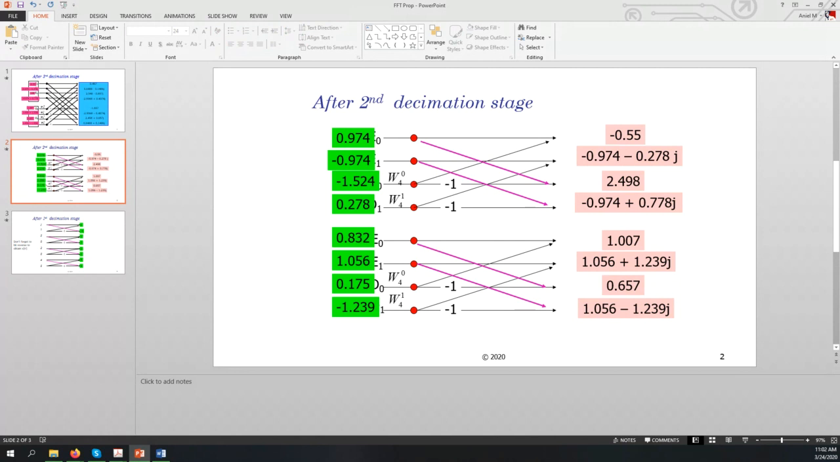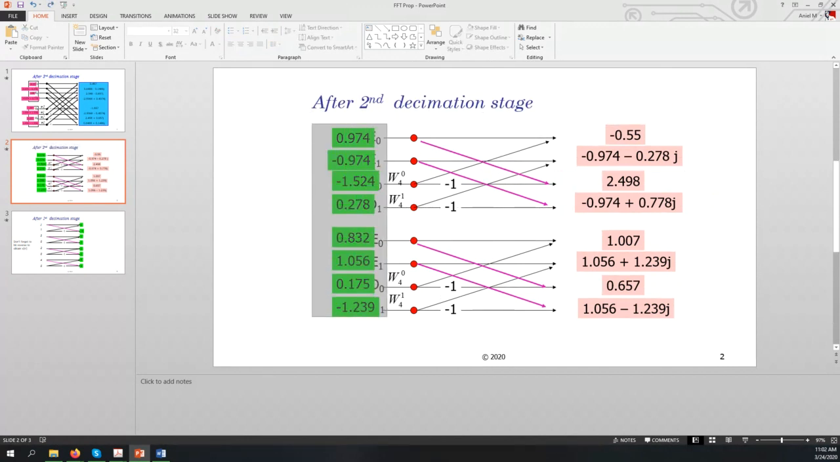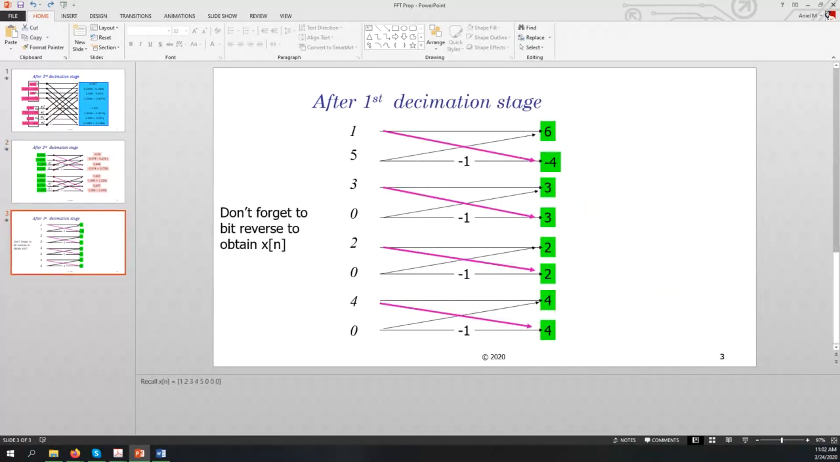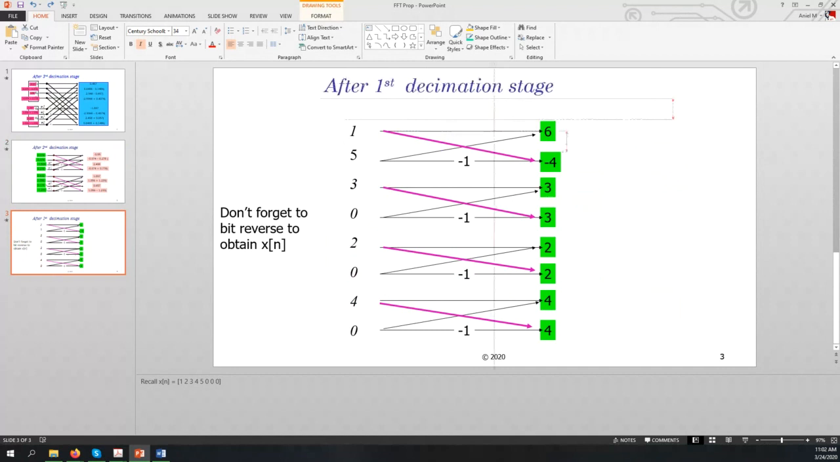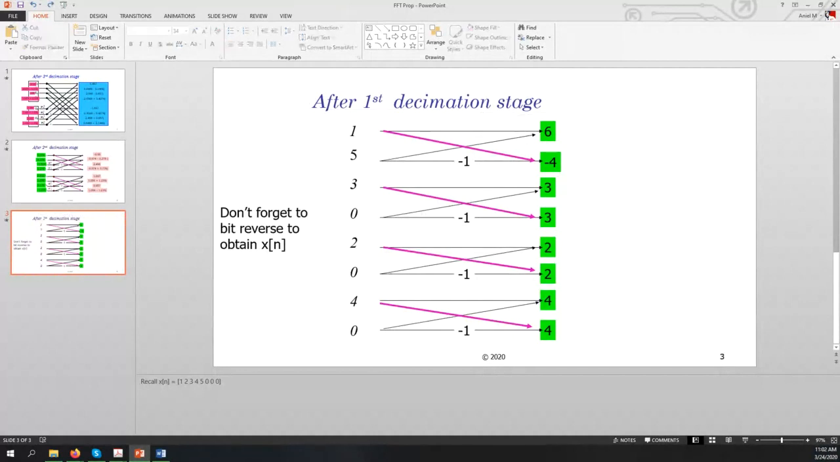Okay. So the last part is where we take the input here for our second decimation stage, and we map this to the output of the first decimation stage here accordingly. So let me actually set this up.